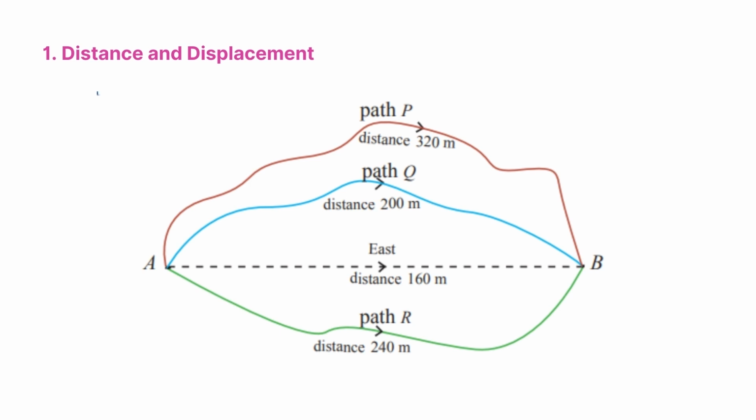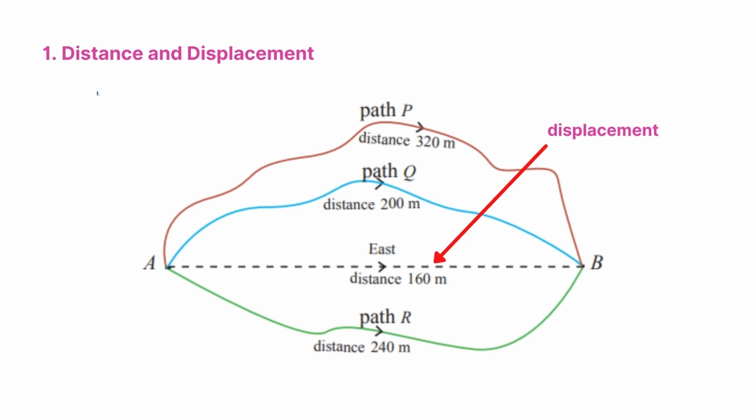If we measure the shortest length from point A to point B, it is 160 meters. This is a straight line and it has a direction, so this is the one we call displacement. Displacement is the shortest distance taken from starting point to ending point, which travels in a certain direction. And the displacement has both magnitude and direction. Therefore it is a vector quantity.